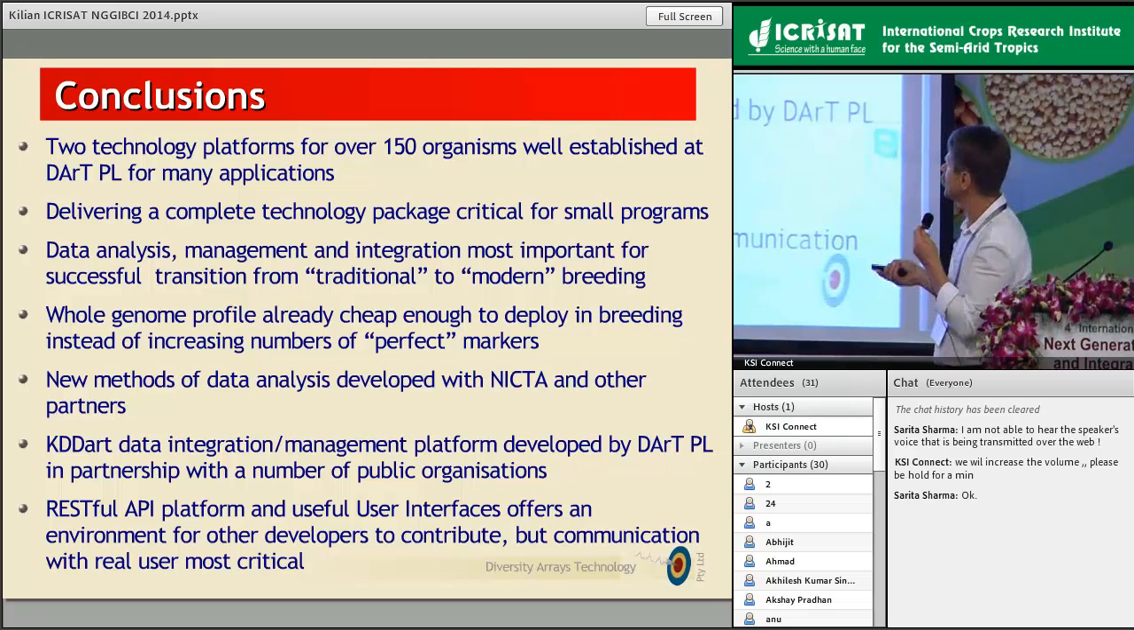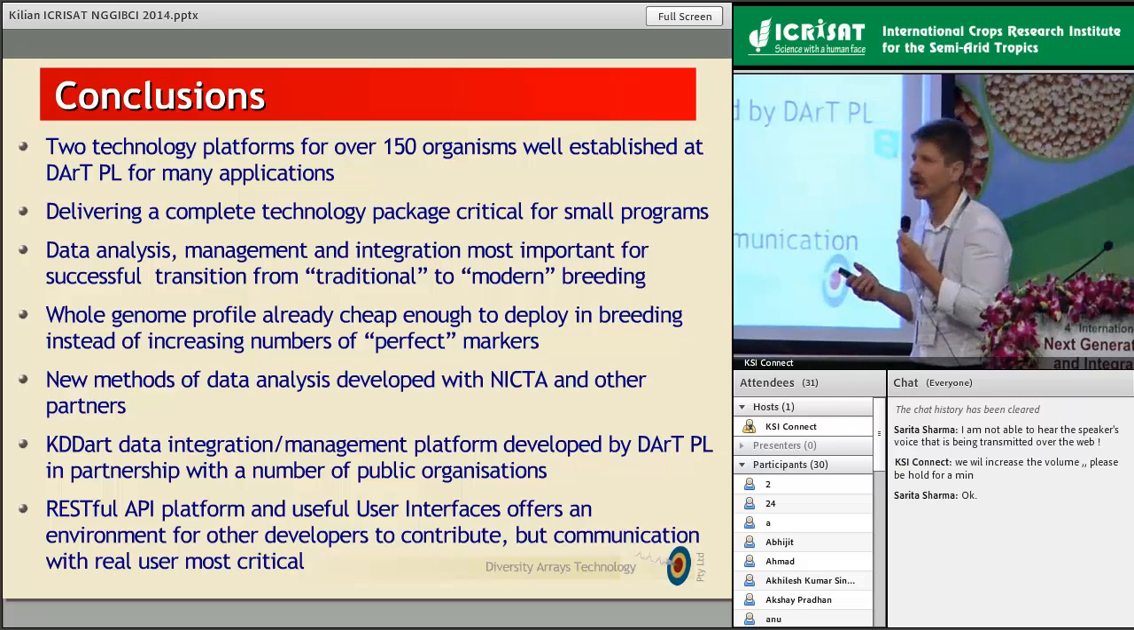The new methods for data analysis were developed in partnership with our NICTA colleagues. I mentioned them very briefly, but I think that the KDDart data integration management platform is really a good opportunity for deploying these platforms for a number of public and private breeding programs.